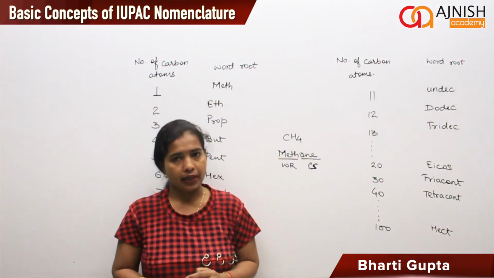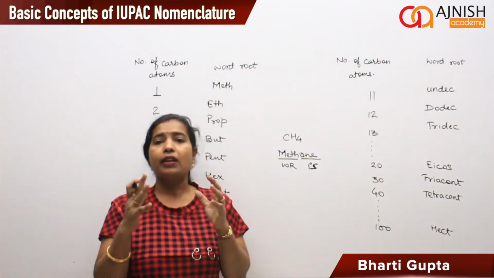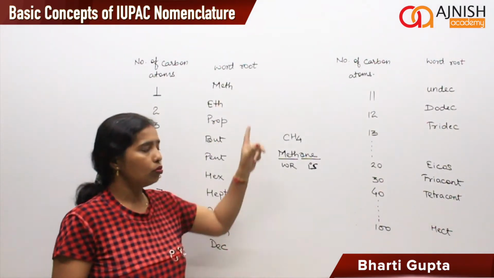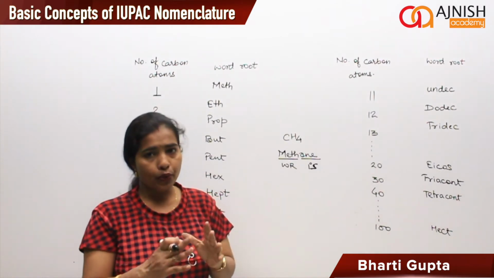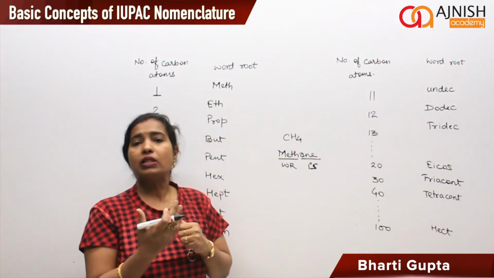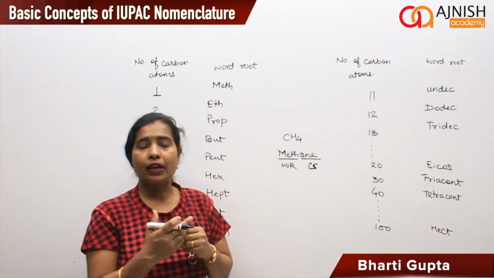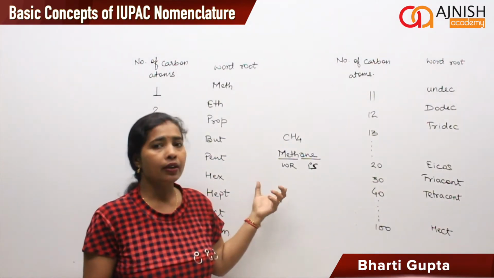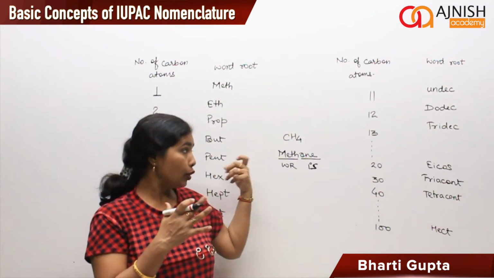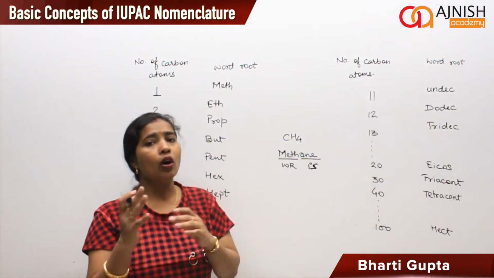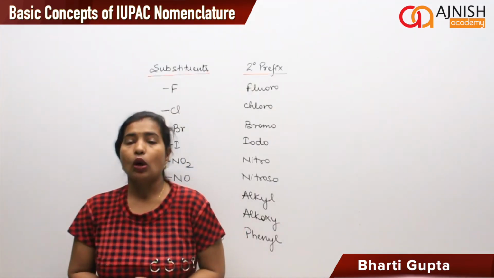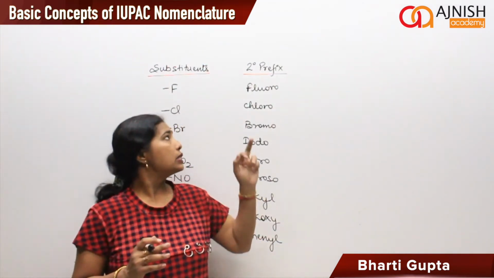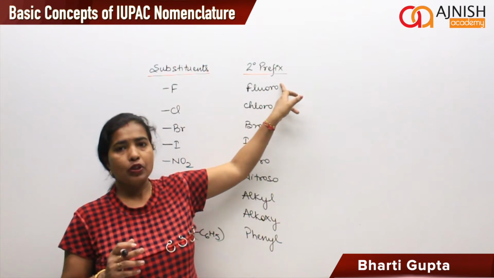It is methane. So by selecting the parent chain and counting the number of carbon atoms, we will be able to write the word root. As soon as we select the parent chain, we will be able to decide whether all the carbon-carbon bonds are single, double or triple. Accordingly, we can write whether the word root is to be followed by ane, ene or yne.